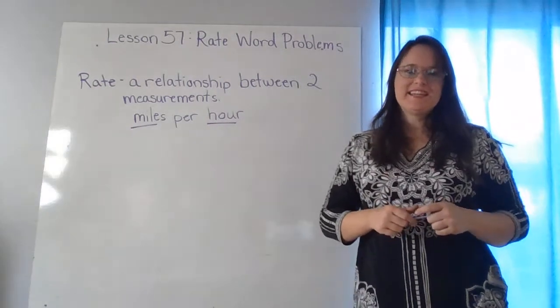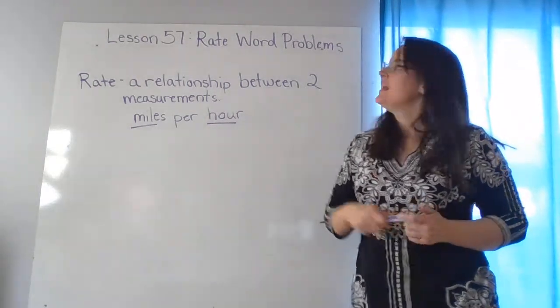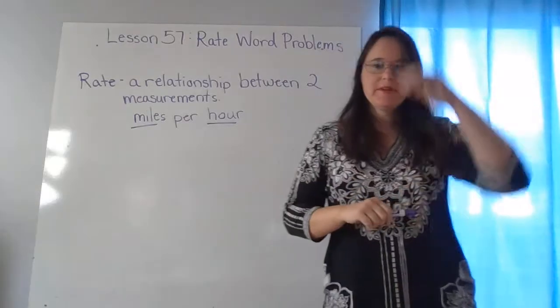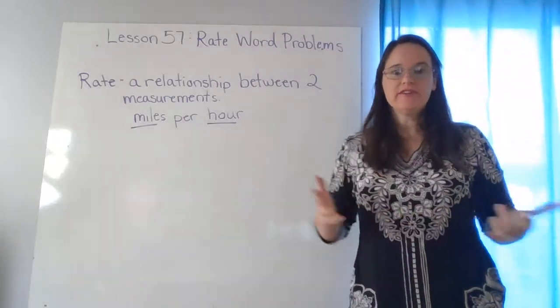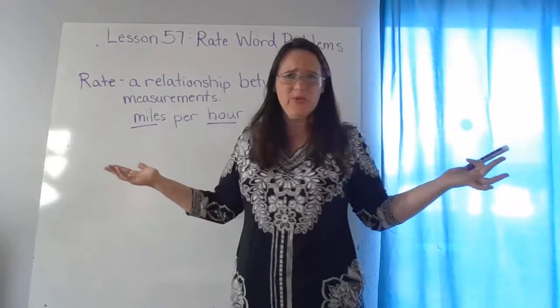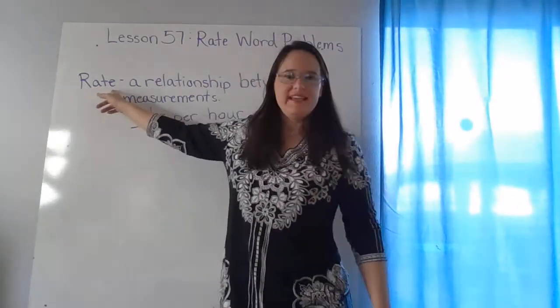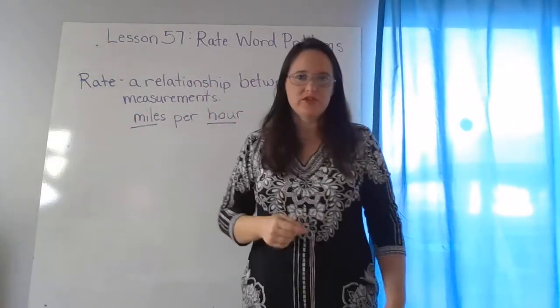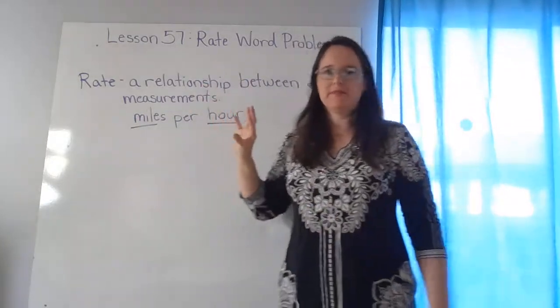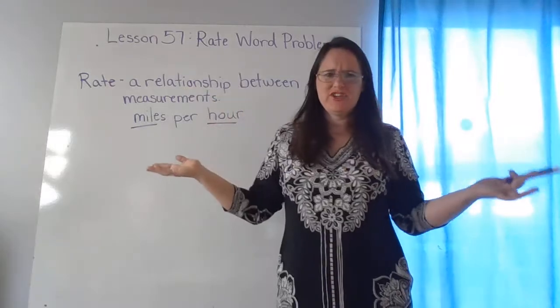Good morning, class. Today we are on Saxon Book 4, Lesson 57, and we're going to be talking about rate word problems. So, first things first, what is a rate? A rate is a relationship between two measurements. So let's talk about some of the bigger words here. What's a relationship?